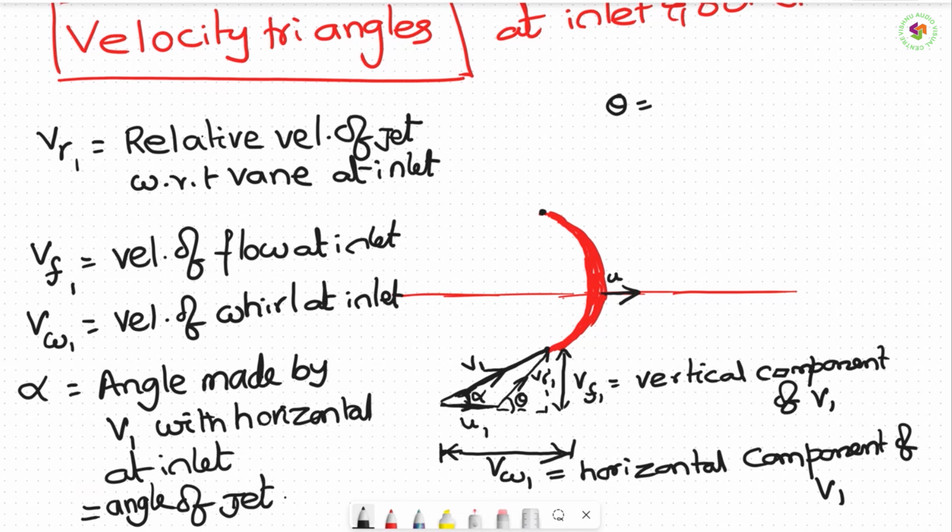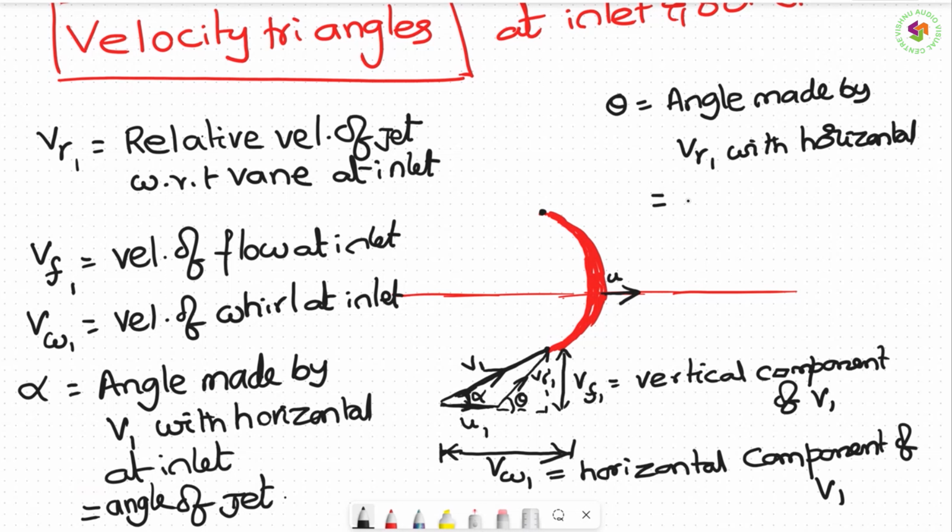What is theta? Theta is the angle made by VR1 with the horizontal. This is called the vane angle. This is the jet angle, this is the vane angle. And for us, this is very, very, very important. Finally, the angle with which the jet strikes the vane is this angle. It is not with V1, it strikes like this actually. Then after striking, it leaves like this.